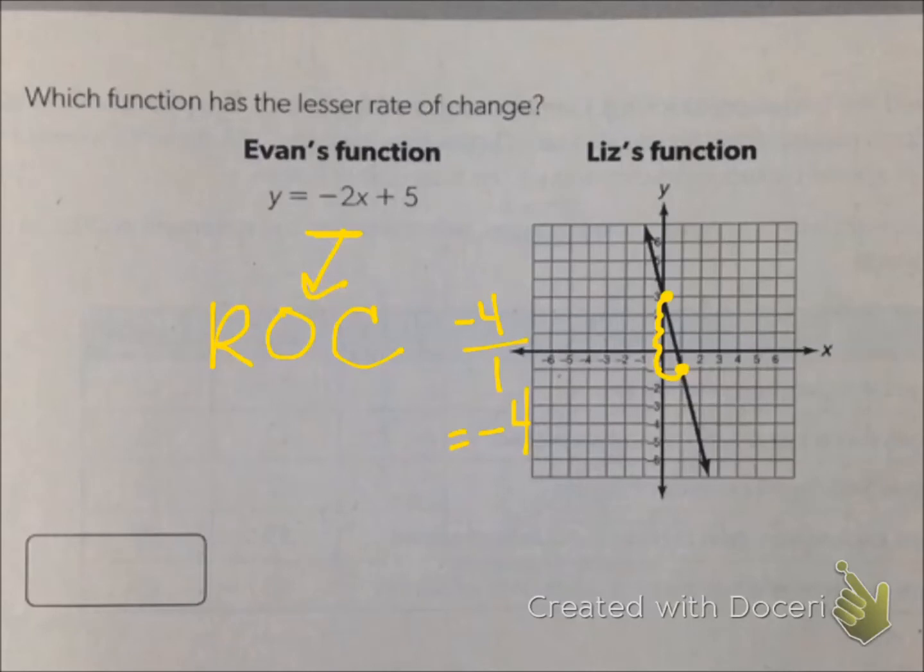Now the question says, which one is the lesser rate of change? So I got -2 and -4. -4 is smaller, so Liz would be the correct answer.